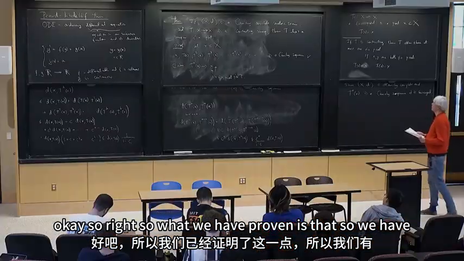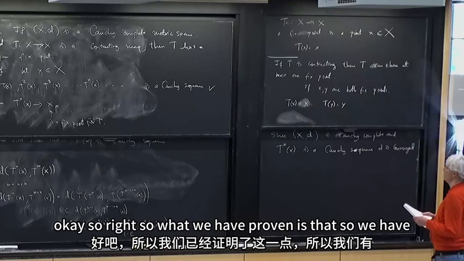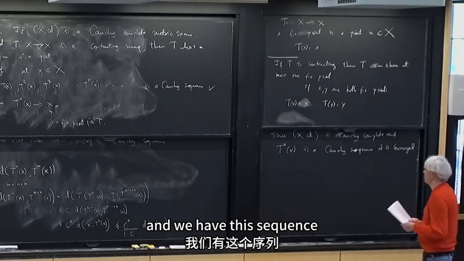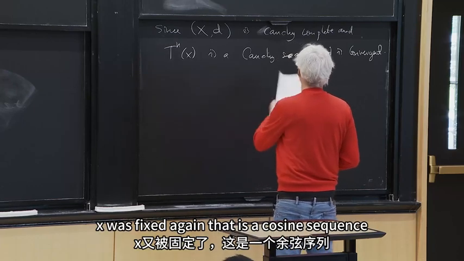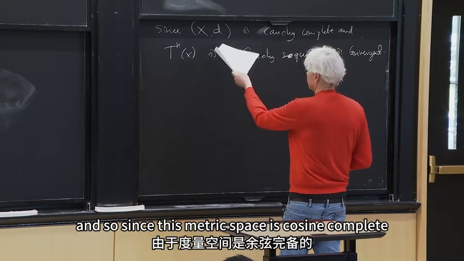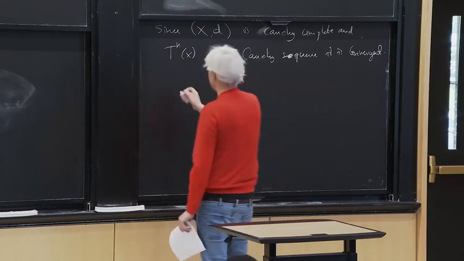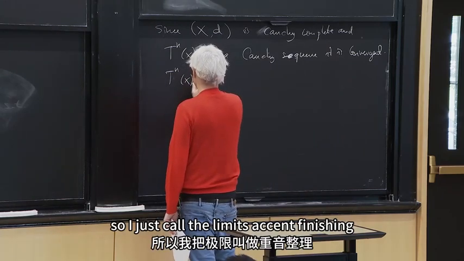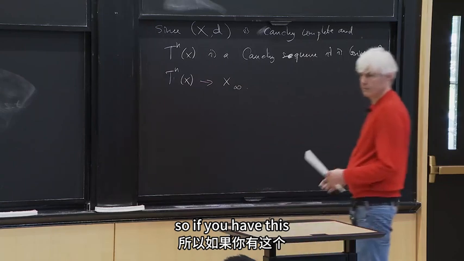Okay. So what we have proven is that we have this Cauchy complete metric space, and we have this sequence, with x fixed again, that is a Cauchy sequence. And since this metric space is Cauchy complete, this is convergent, and I can denote the limit. So I just call the limit x infinity.